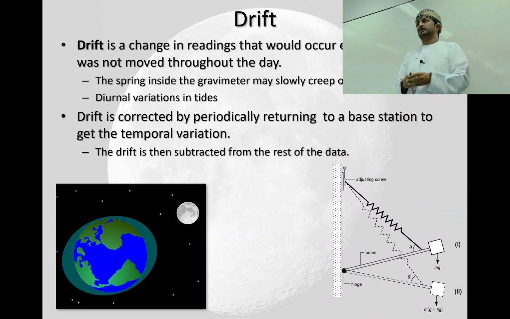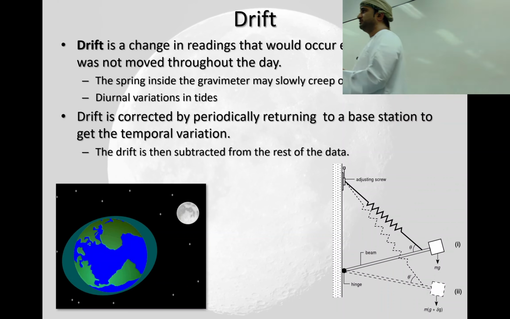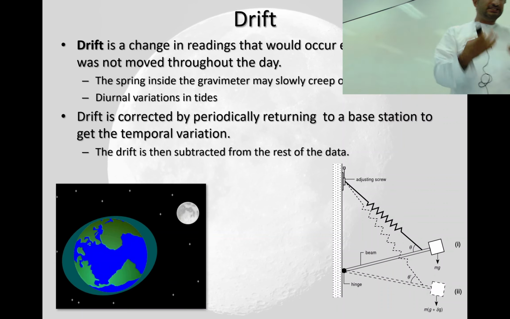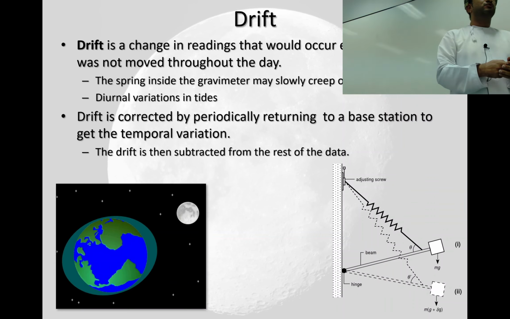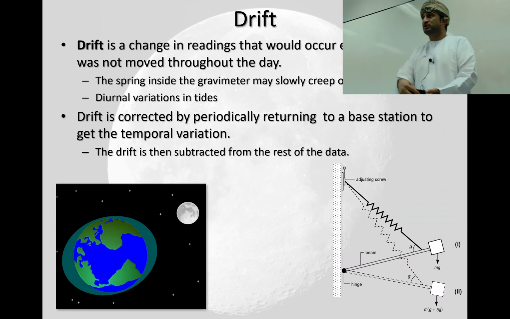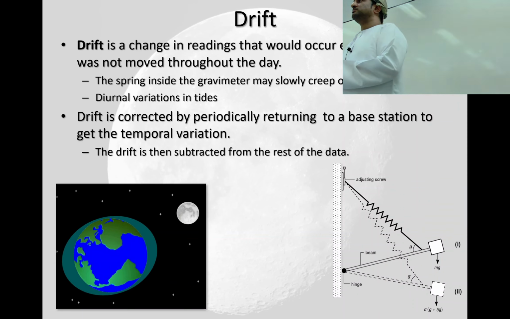So these two variations are not of geological interest to us. They are external factors, and we need to remove them. The fundamental way to remove them, if something is changing in the same location, is to record the change. What's the simplest way to record the change? Repeat measurements at the same point.